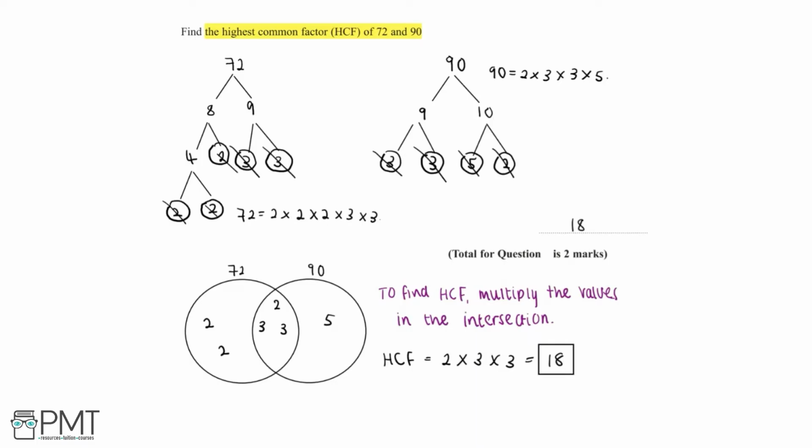Now this question is worth 2 marks. We get 1 mark for listing the prime factors of 72 and 90. We use the prime factor tree in order to help us do that. And our second mark in this question is for finding that the highest common factor is equal to 2 times 3 times 3, which gives us an answer of 18, allowing us to achieve the full 2 marks needed in this question.